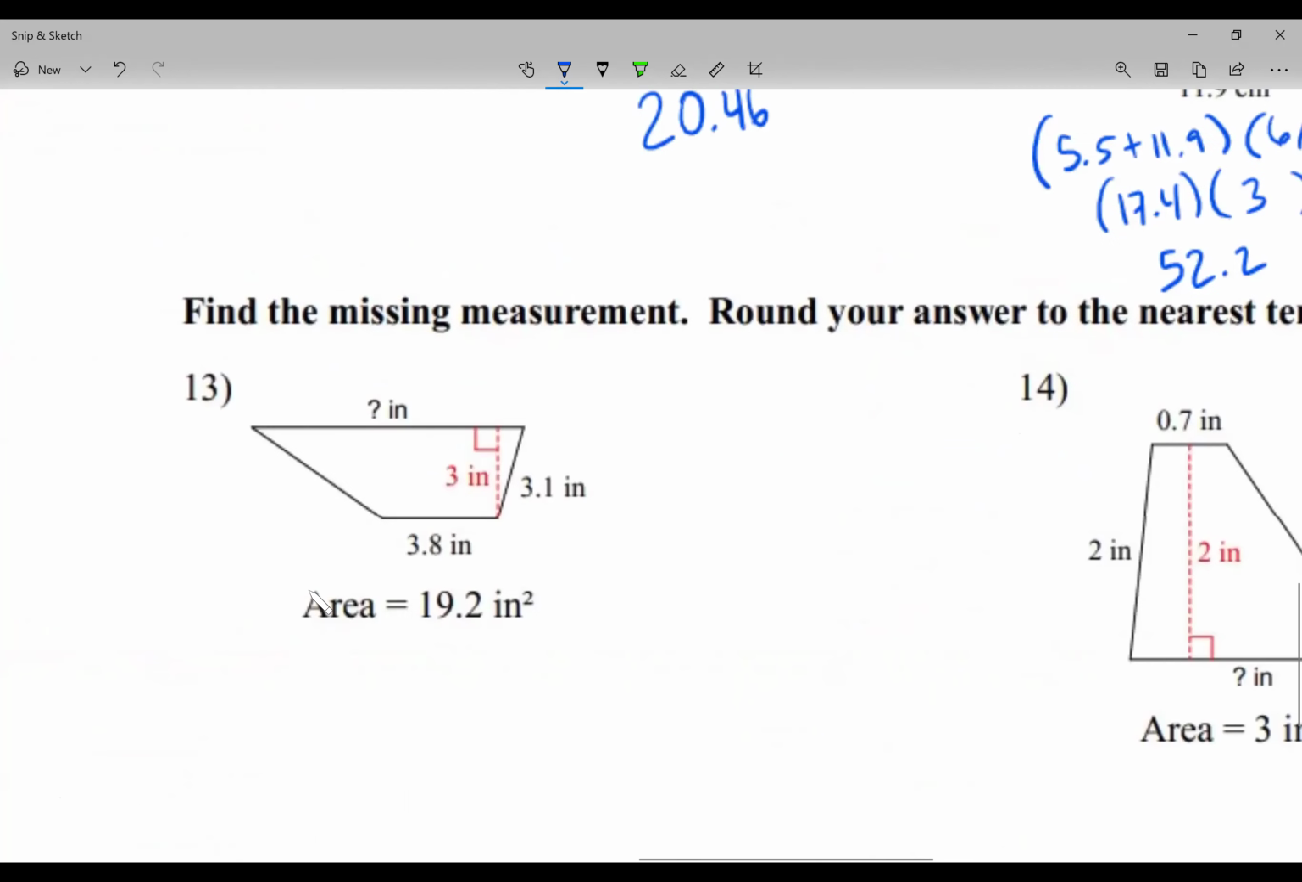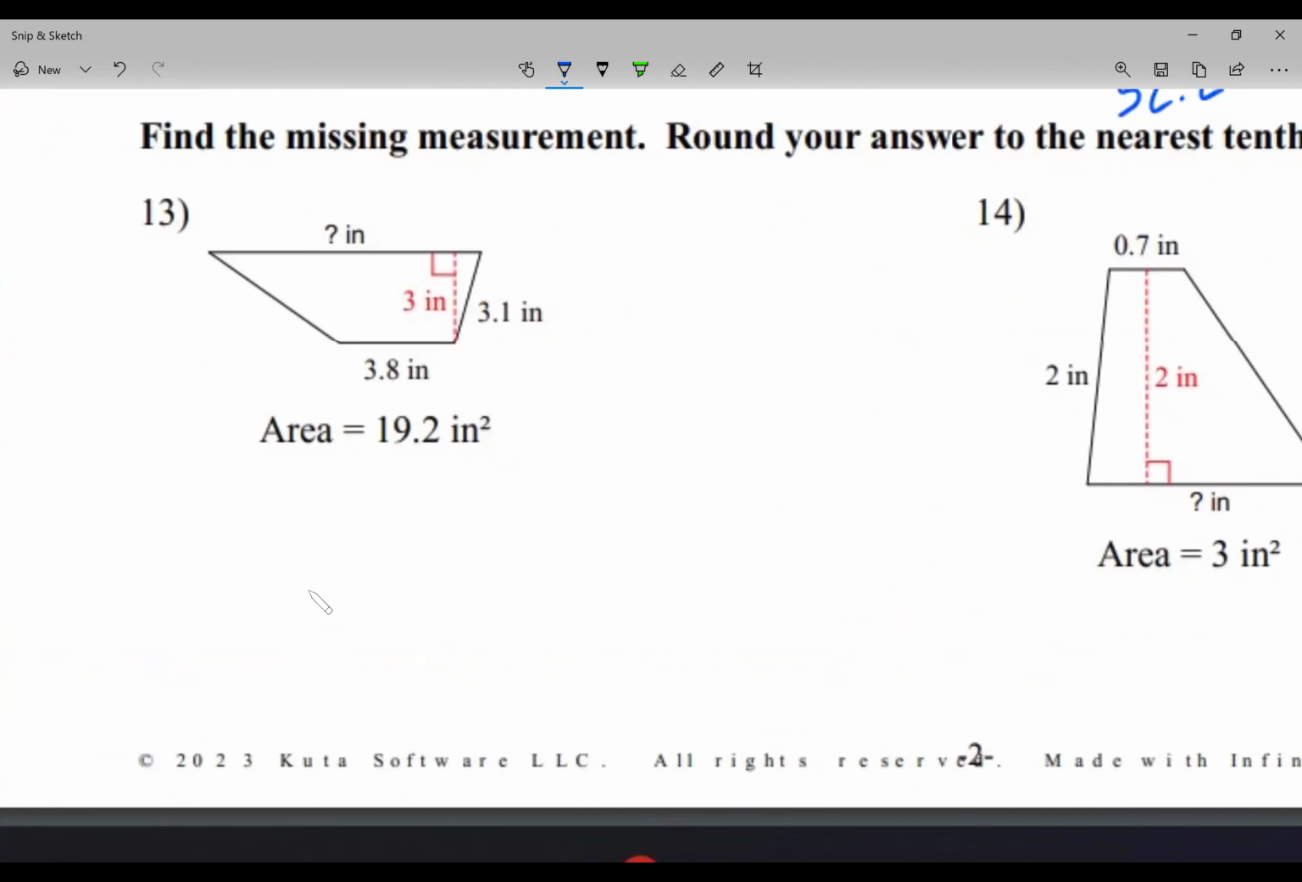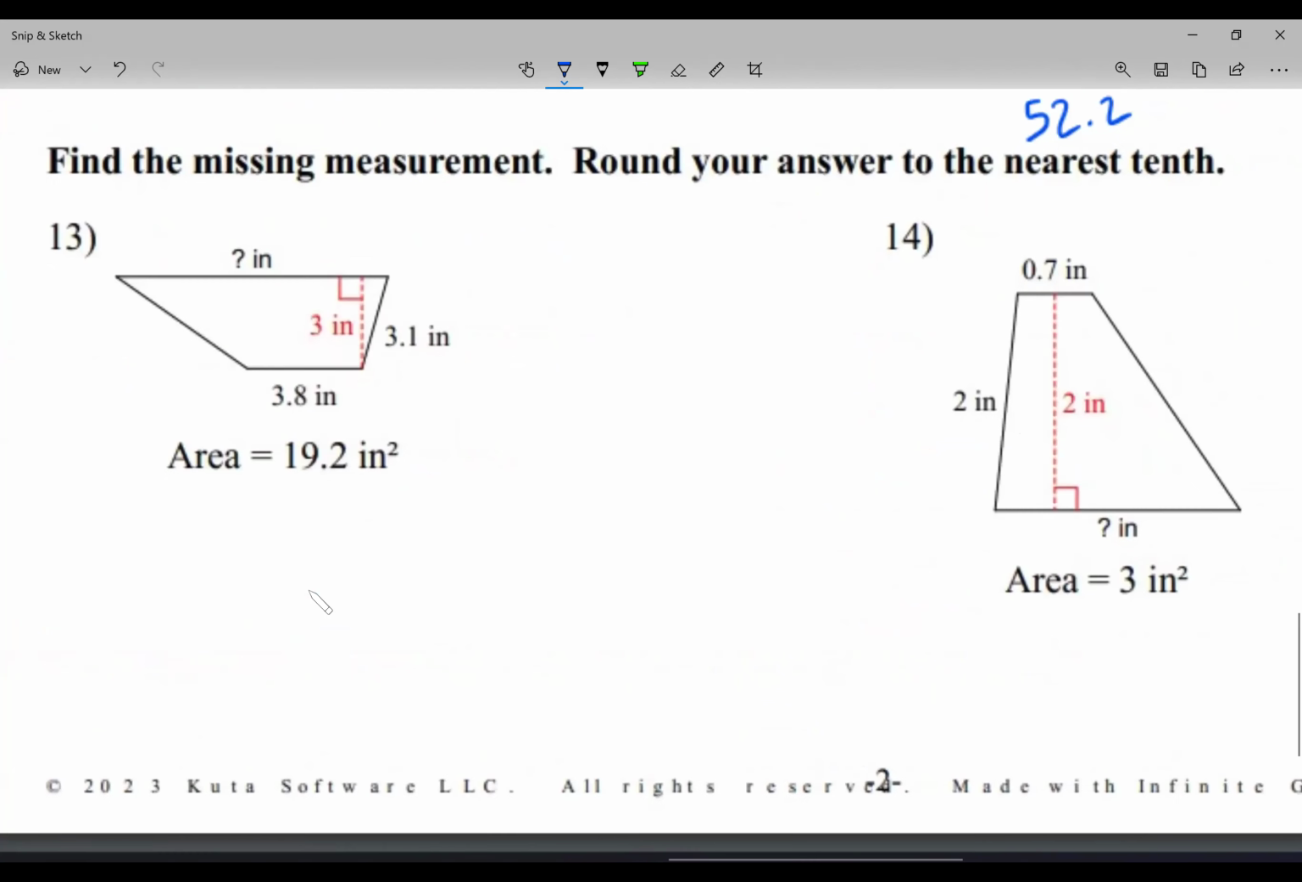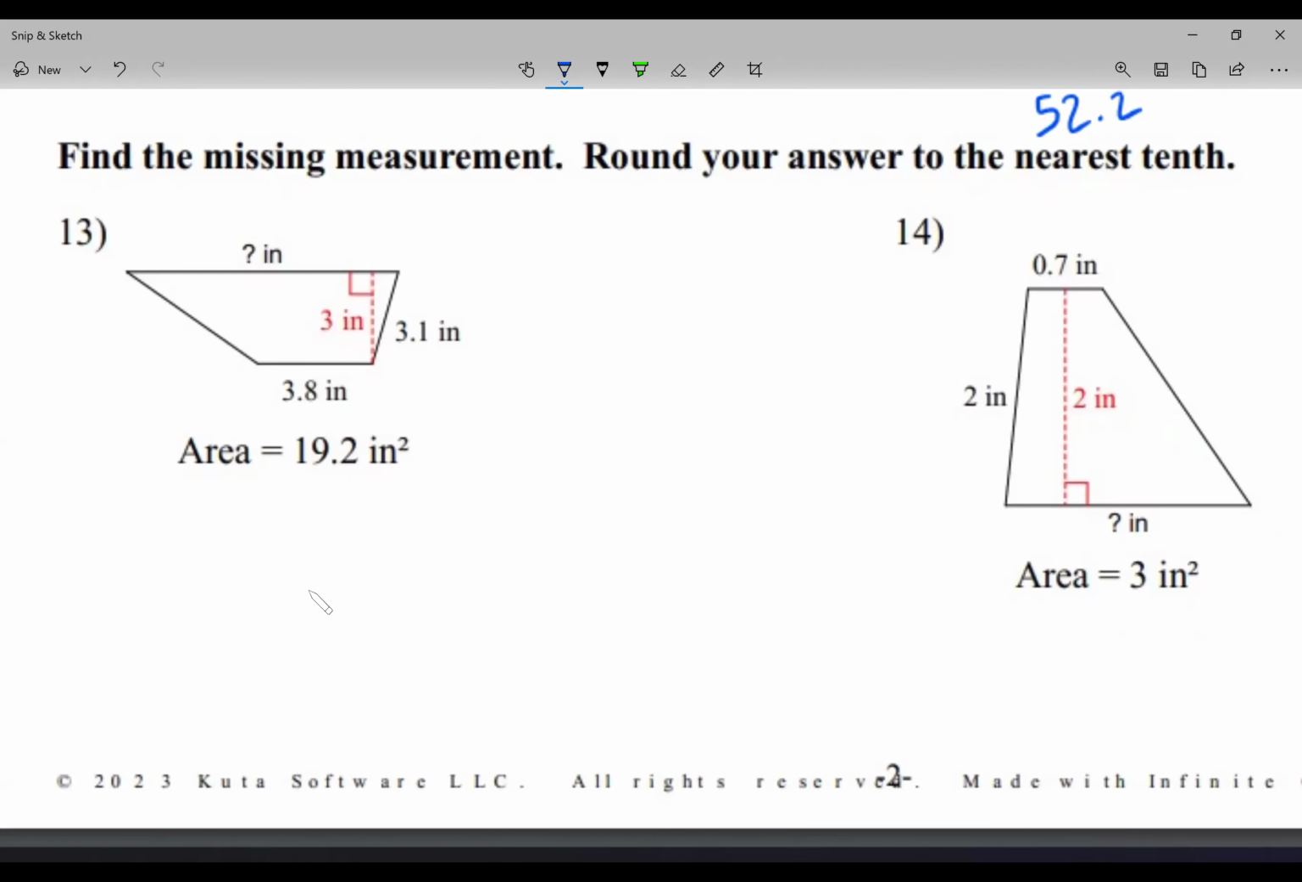Okay, so if you know how to do the area of that, let's take a look at number 13. Find the missing measurement, round your answer to the nearest tenth. The answer, not the work. So if I'm working things out, do not round anything. Round the answer, so at the very end.